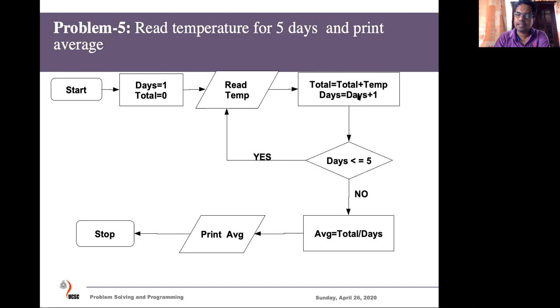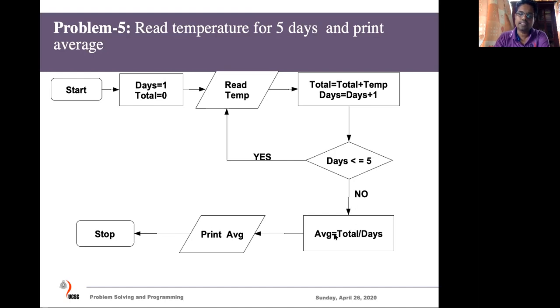The condition is still true, it goes through the yes part and reads the temperature of the third day. Then it adds the temperature of the third day, increases the day count by 1, and the check is still true, so it goes back and reads the temperature of the fourth day and adds it. Back here, it's still less than or equal to 5, so it goes through this part and reads the temperature on the fifth day. It adds that temperature, the day count increases to 6, and comes here. Now this condition is not satisfied because day is 6, so it goes through the other part.